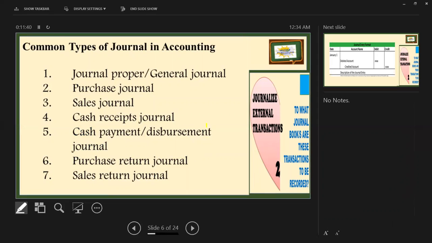So we have the general journal and the special journals here. We have the purchase journal. These are the common types of special journals: purchase journal, sales journal, cash receipts journal, cash payment or disbursement journal, purchase return journal, and sales return journal.